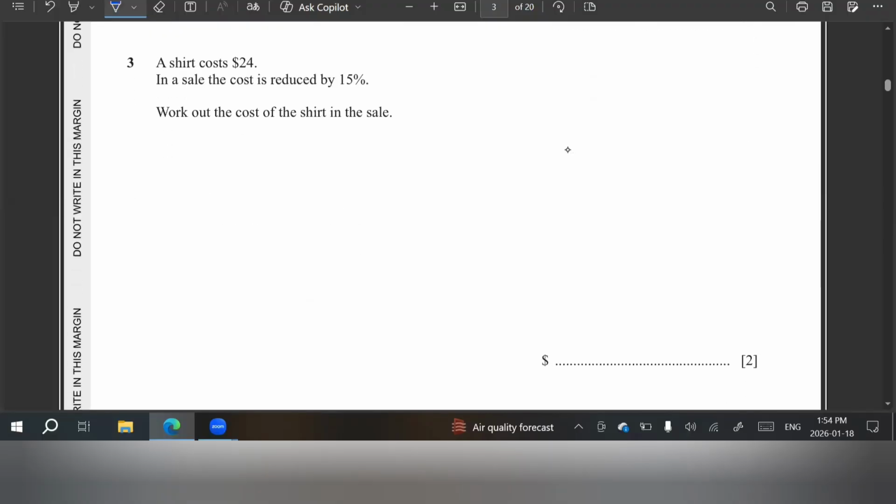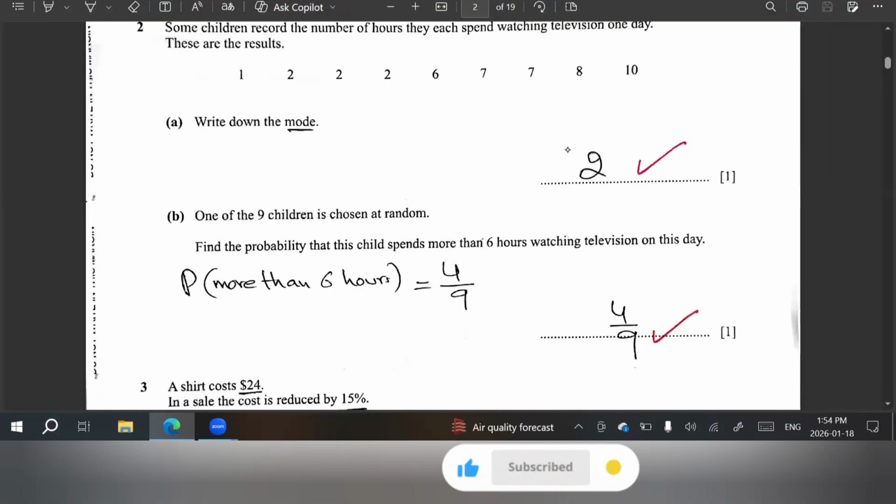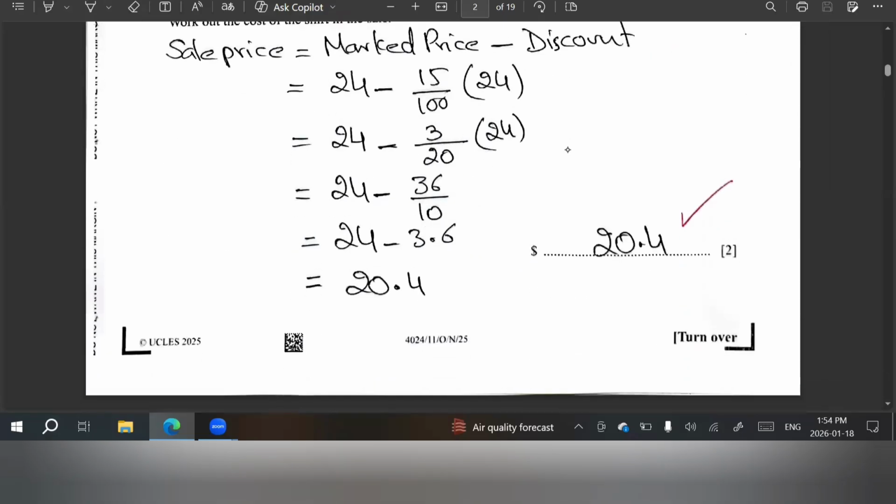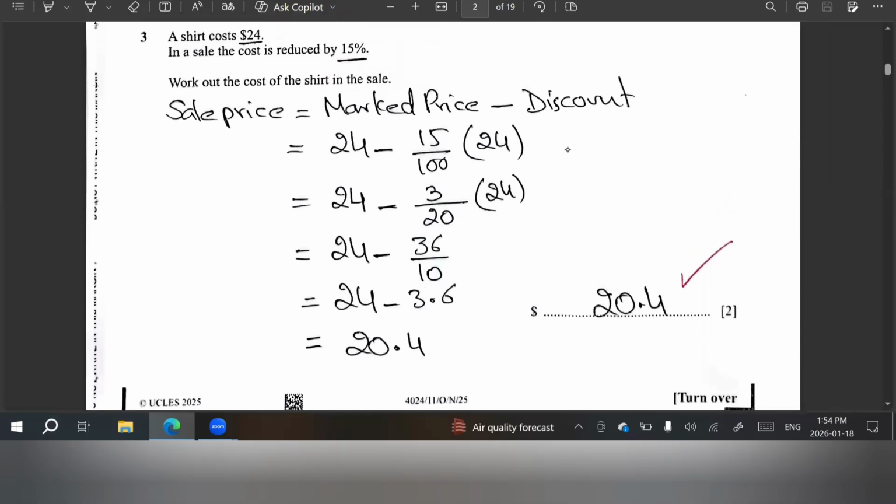The next question coming up on your screen is question number 3. It says a shirt costs $24 in a sale. The cost is reduced by 15%. Work out the cost of the shirt in the sale. Because we want to find out, the sale price is equal to the marked price minus the discount. So you can see the question number 3. The sale price is equal to the marked price minus the discount.